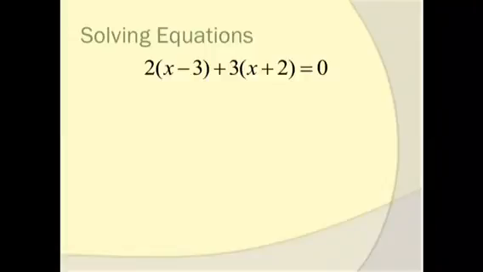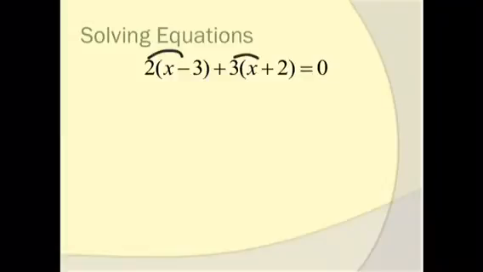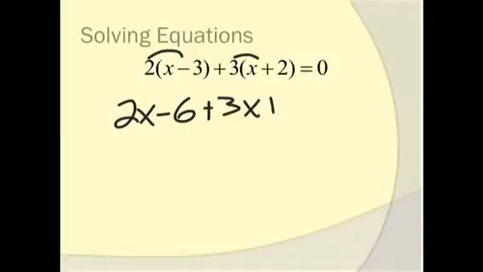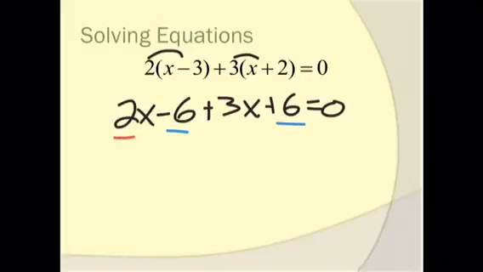Okay, so let's see how you did. We're going to distribute both of our constants, so the 2 and the 3. And when we distribute, we get 2x minus 6 plus 3x plus 6 is equal to 0. We now want to combine like terms, so I'm going to combine our constants and also combine our variables. When we do that, we have 5x is equal to 0.